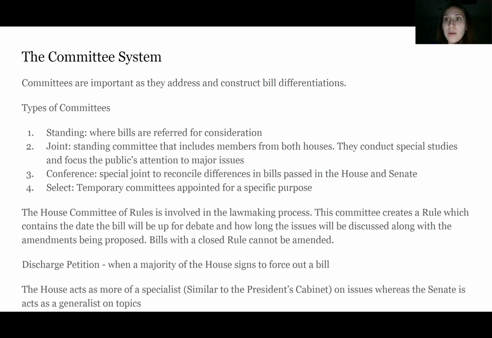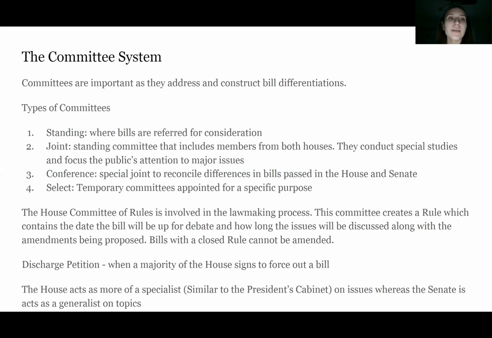So any type of issues that we're seeing specifically being shown in the media, this is typically coming from the joint committees. Conference is special joint. This is a special group that comes together to look at differences in bills that are passed between the House and the Senate. So oftentimes you'll see 2 bills that are quite similar being passed in the House and Senate, and they are the ones that are going to look and see how are they similar, how are they different, how can we make a compromise.